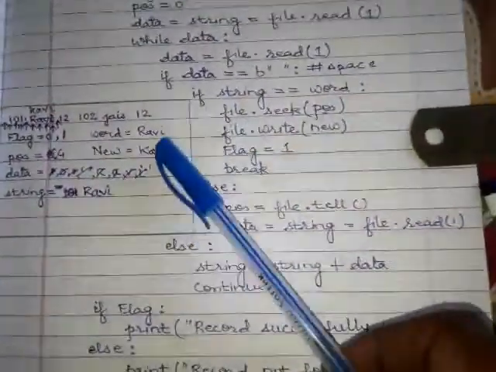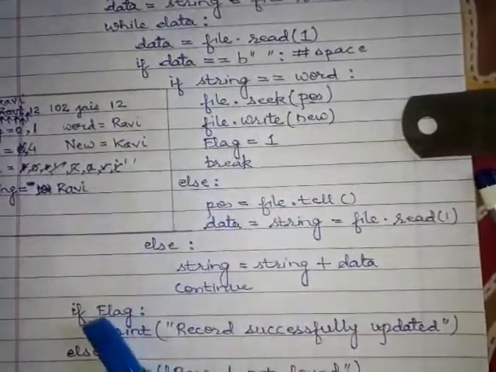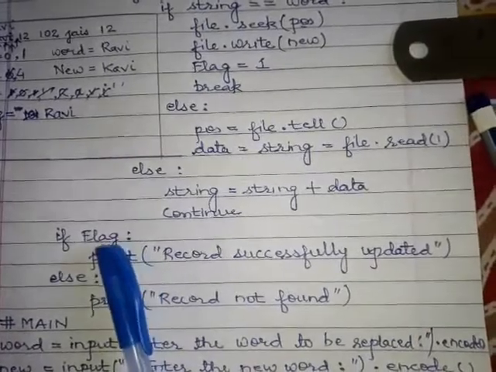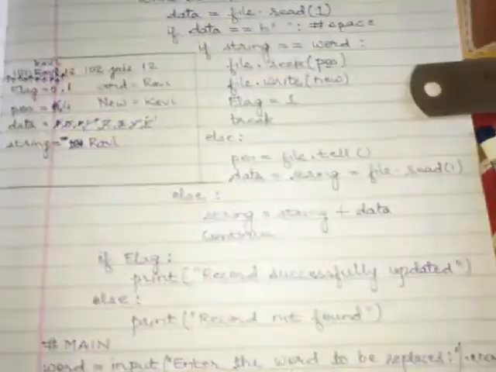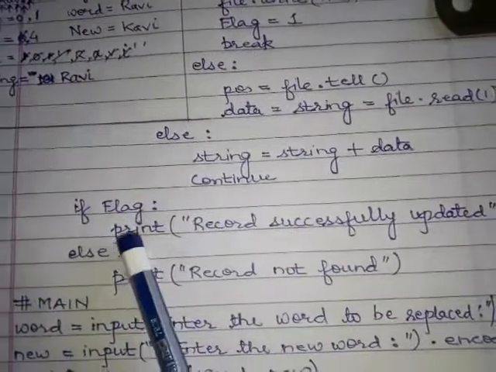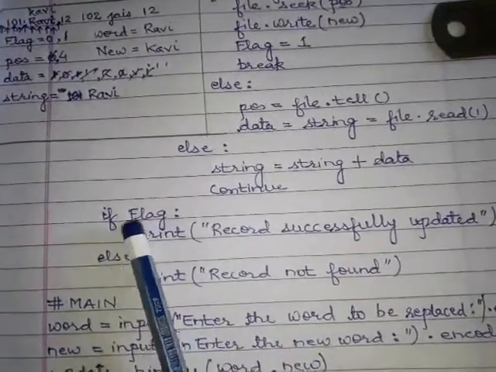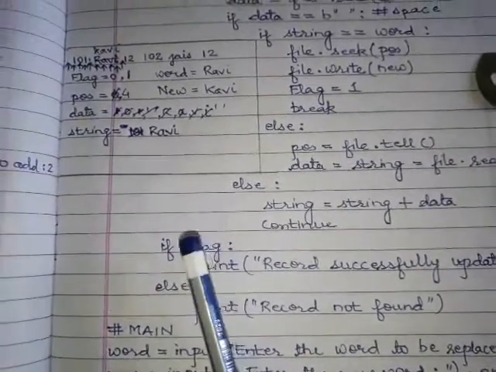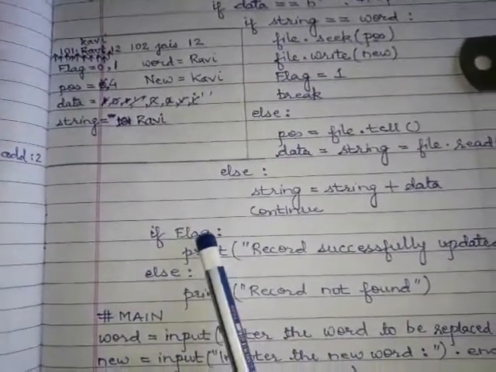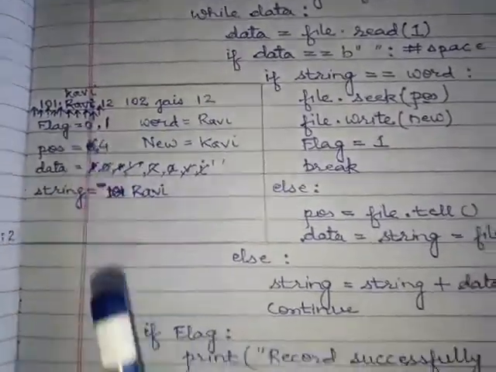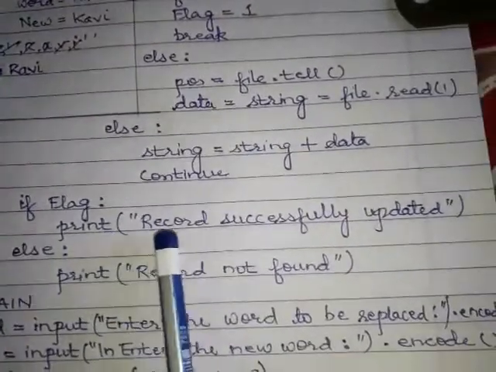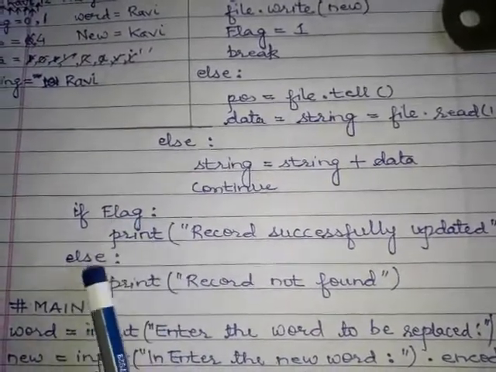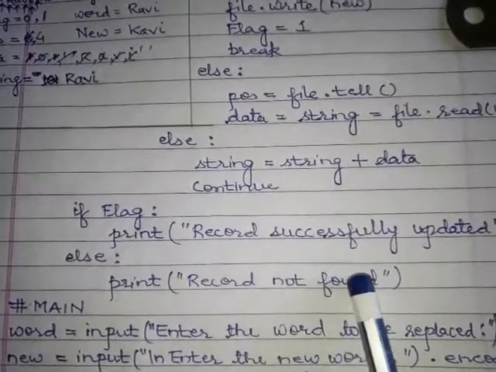Now when you come out of this while loop, this if is outside the loop, so this will be executed: if flag. Out of the loop, we check the flag value again. If flag is 0, it is false. If flag is 1, it is true. Now our flag value is 1, so it is true. So print record successfully updated. If it is false, we execute the else part, which means record not found.